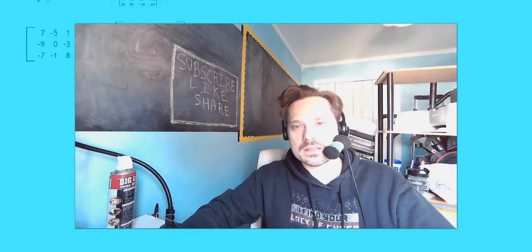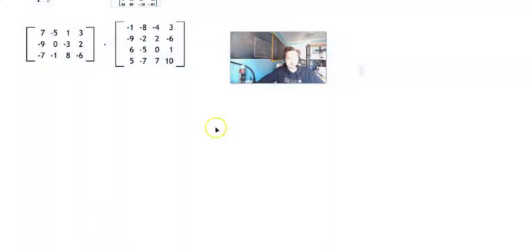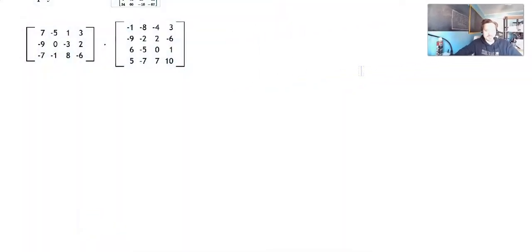Welcome friends, in this one let's take a look at multiplying matrices together and then some applications of matrix product. Get going here. So here we have this matrix on the left side. Let's just take a look at some observations about this matrix.